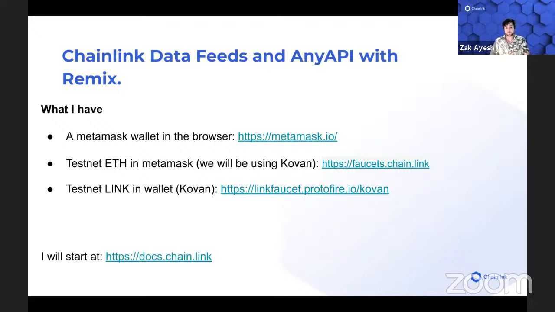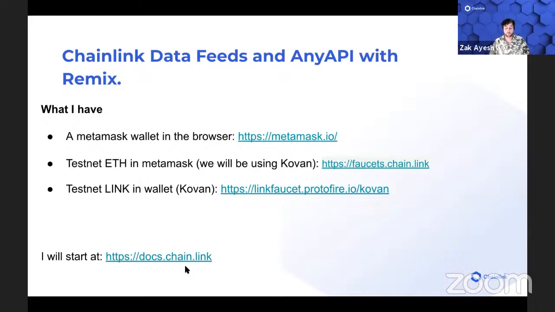What I have is MetaMask installed, and this works since Cronos is an EVM-based blockchain. All of these steps are just as relevant for those blockchains. In MetaMask, I have some testnet ETH, and testnet LINK as well, which we'll need for a couple of these services. This link is actually out of date here. All of these testnet funds can be found at faucet.chain.link.